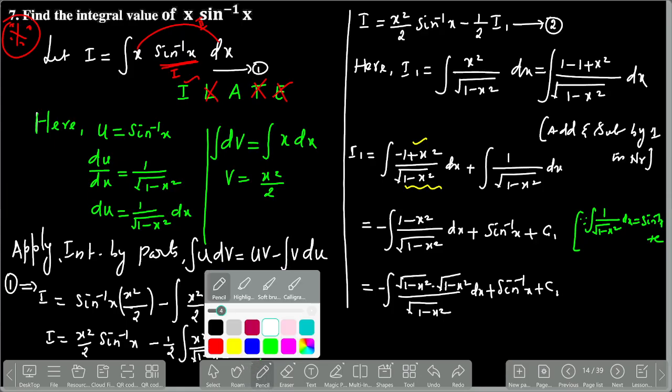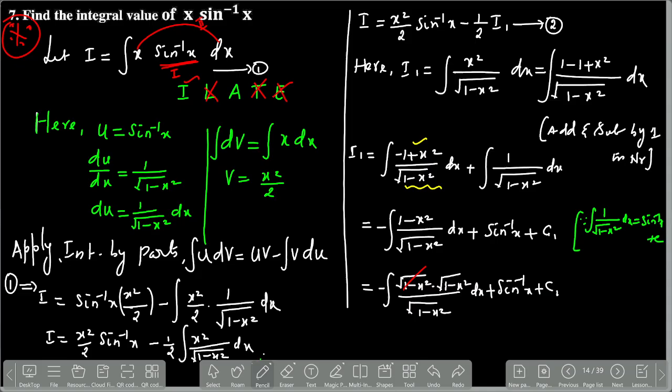Look at this. In the first integration, the square root of 1 minus x square cancels, correct? What is the remaining term? I equals minus integral of square root of 1 minus x square dx plus sine inverse of x plus c1. Students, any doubt?